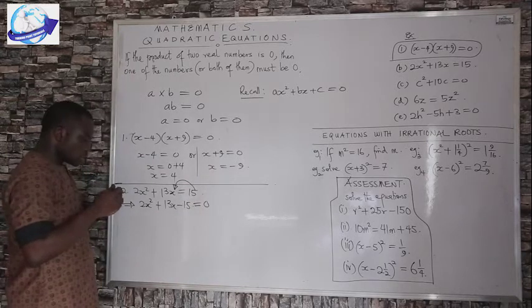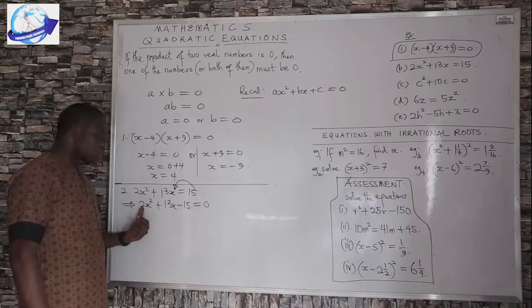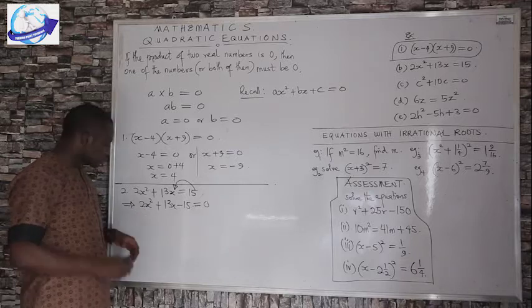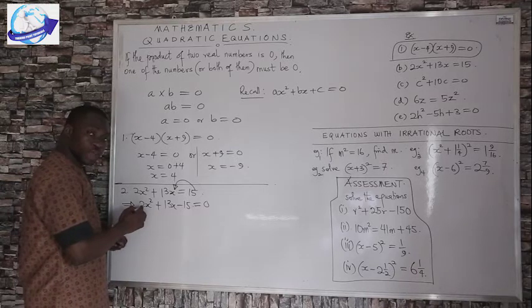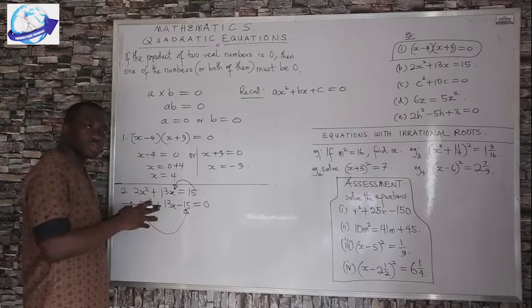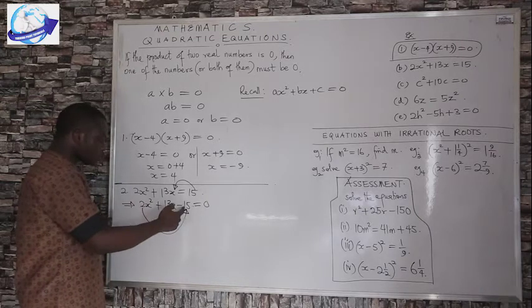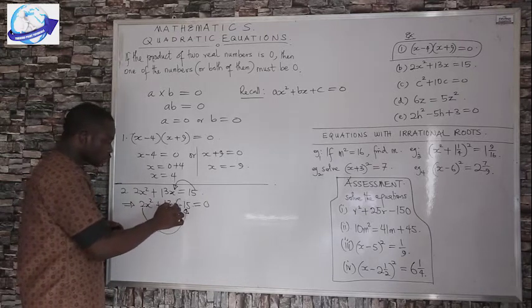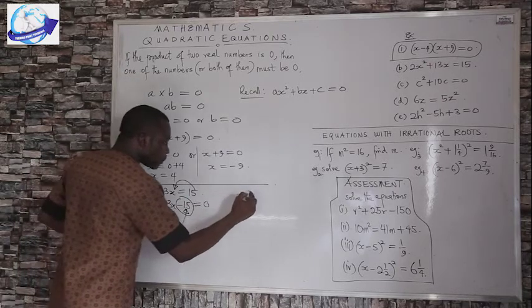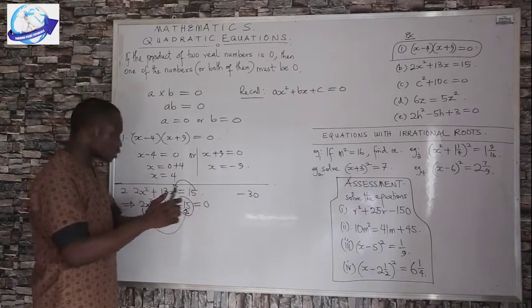Okay, now the next thing is this. Check: the coefficient of x squared is greater than 1. And when the coefficient of x squared is greater than 1, you use the coefficient of that x squared to multiply the constant before you look for the factors that will expand this expression. Alright, so 2 multiplied by minus 15. Mind you, you are working with the sign. So 2 multiplied by minus 15, you're going to get minus 30. So you are using minus 30 to find the two factors.